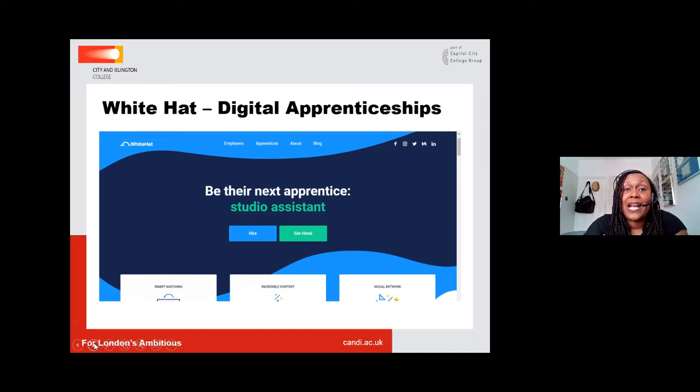Okay, so White Hat is another amazing digital apprenticeship organisation, and they offer a wide plethora of opportunities. So check out White Hat. One of our recent leavers has just secured a Google apprenticeship via this process. So they do some amazing opportunities there.